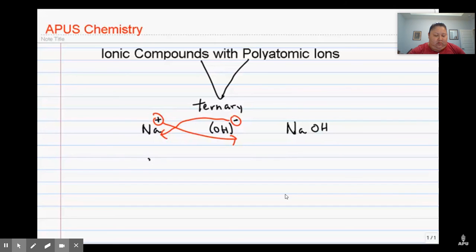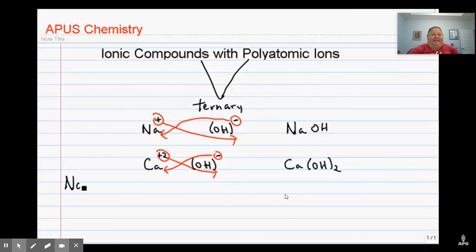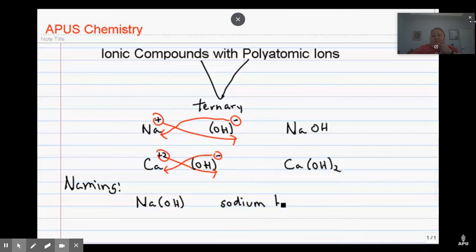Another example, if you take calcium, which has a +2 charge, and the hydroxide ion with a -1, when you crisscross the charges, you will notice that calcium has 1, but the hydroxide together, there will be 2 of them. When naming these ternary compounds, we had a compound that was NaOH. When naming these, we name the cation as normal, which is sodium. And you just name the polyatomic ion. So it would be sodium hydroxide.